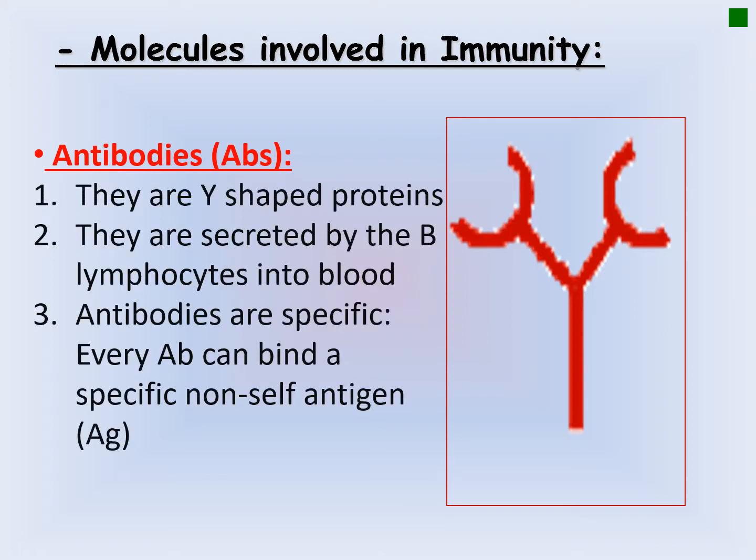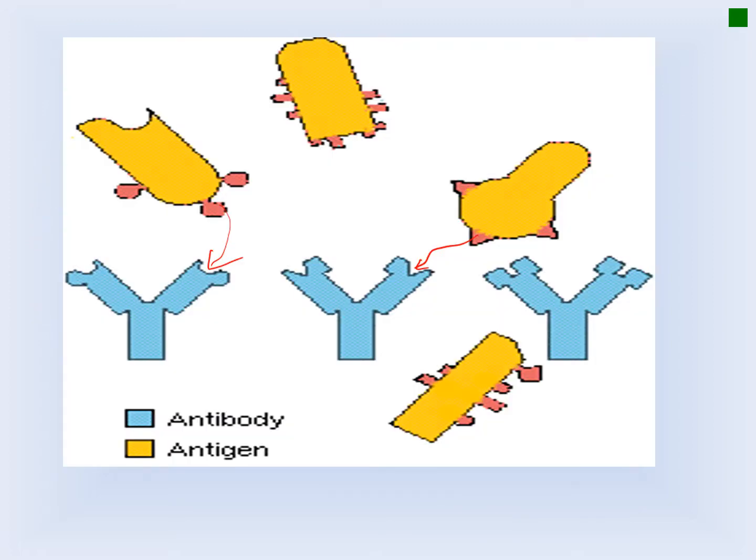Molecules involved in immunity are the antibodies. As we said, they are Y-shaped structures or Y-shaped proteins. They are secreted by the B lymphocytes in the blood. Antibodies are very specific, where every antibody can bind a specific antigen, which is a non-self antigen. This is the figure showing the antibodies binding to their antigen. Each one is specific: triangular is specific to the triangular, rectangular is specific to the rectangular, circular is specific to the circular. This is for simplification.